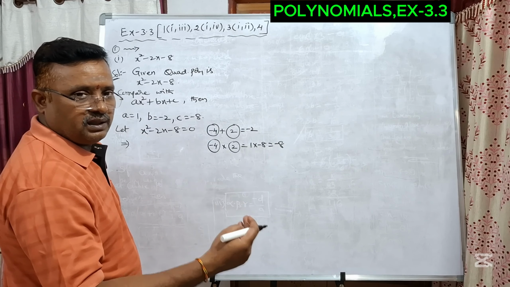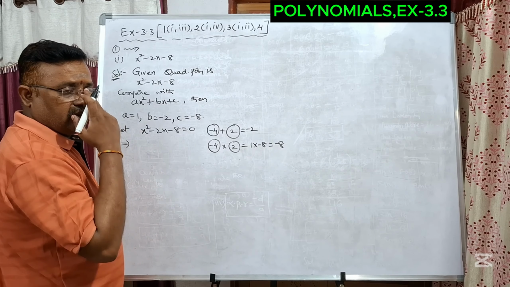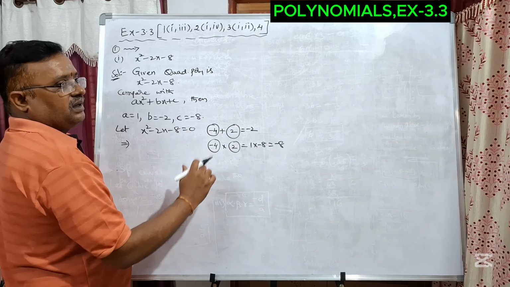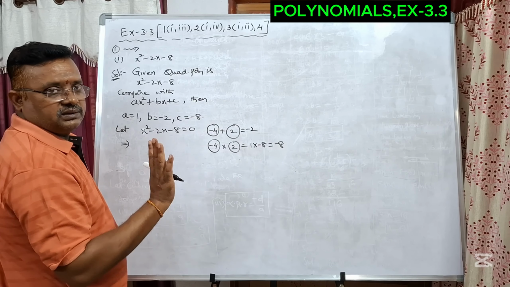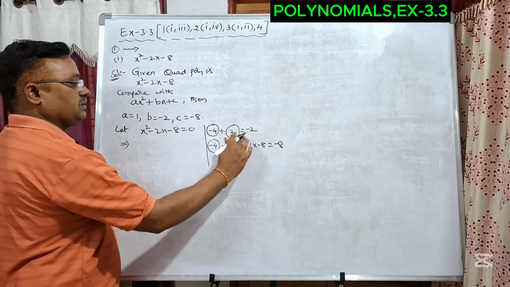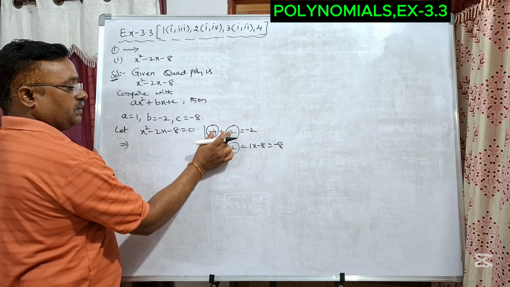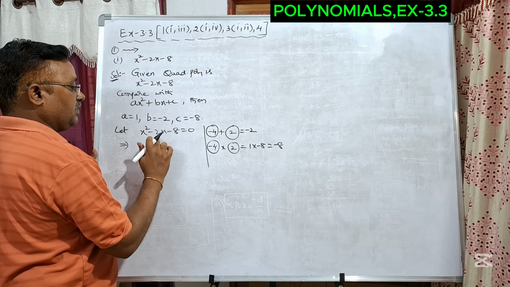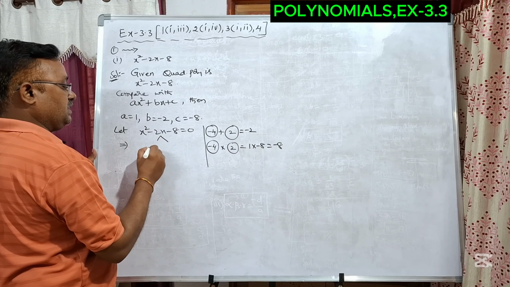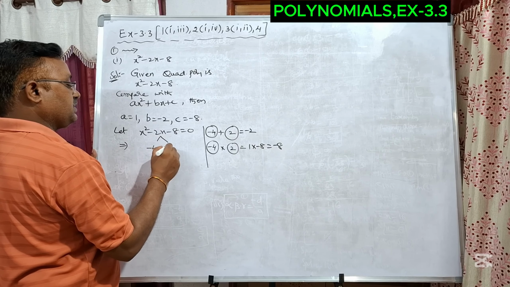By practicing more problems only, you will get the method of choosing the two numbers. Clear? Show this one in rough. Now instead of minus 2 you can split minus 4 plus 2. So instead of minus 2x you can write minus 4x plus 2x.